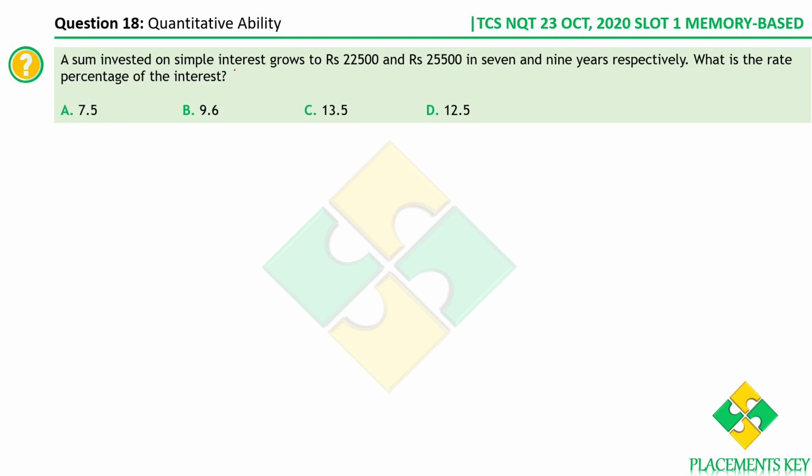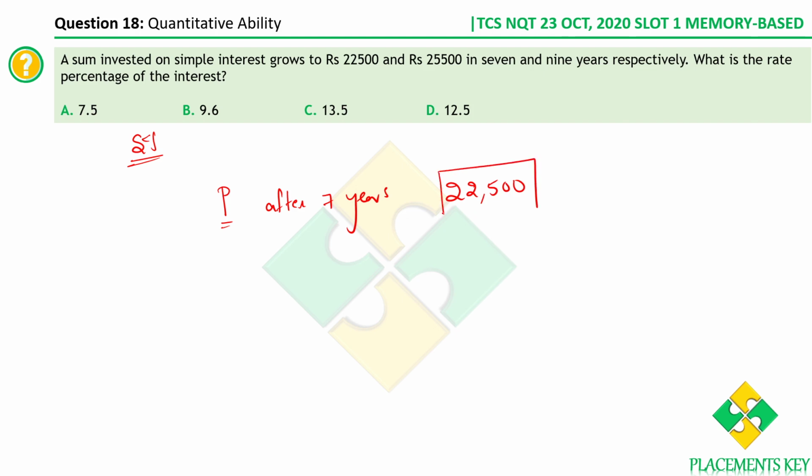A sum invested on simple interest. Simple interest based questions are always simple. It grows to rupees 22,500 and rupees 25,500 in 7 and 9 years respectively. That is, there was some principal. In 7 years it has grown to rupees 22,500. Now what is this 22,500?